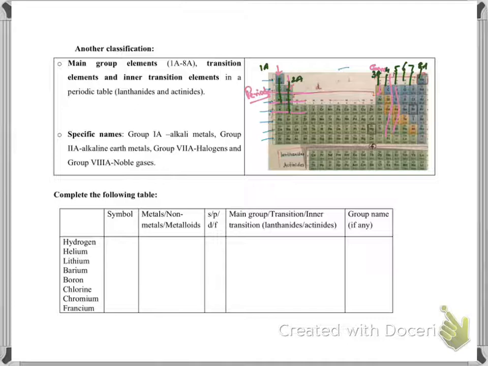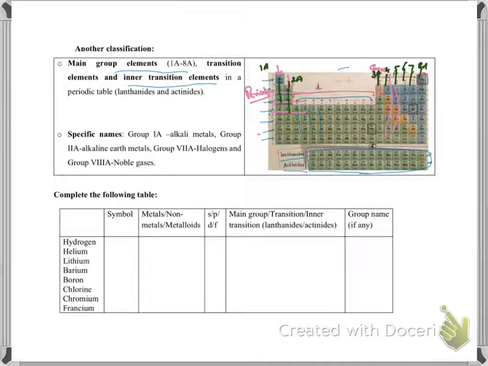Now, first A, second A, third A, fourth A, fifth, sixth, seventh, eighth A, these big columns, they are also known as main group elements. So your first A to eighth A group elements are known as main group elements. In between these short columns here, they are known as transition elements, and here these two separate rows, they are known as inner transition elements. In these two separate rows, the first row is known as lanthanide and the second one is known as actinide.